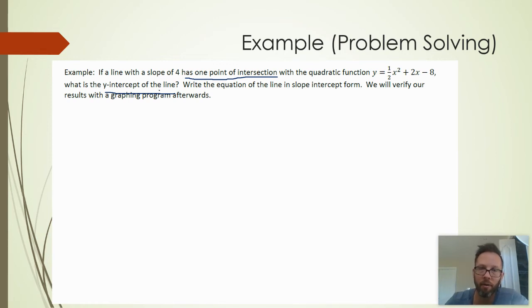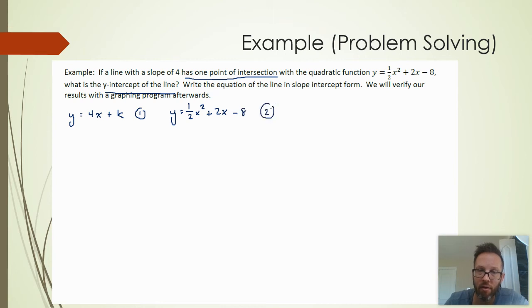So what we have here is our equation 1. It's a line with a slope of 4. We don't know the y-intercept. I'm going to use k. Normally we use y equals mx plus b, but these problems involve using the quadratic formula, b squared minus 4ac, et cetera, so I don't want to have things mixed up. I'm just going to use k for the y-intercept. That's equation 1. And our parabola, equation 2, is 1/2 x squared plus 2x minus 8.